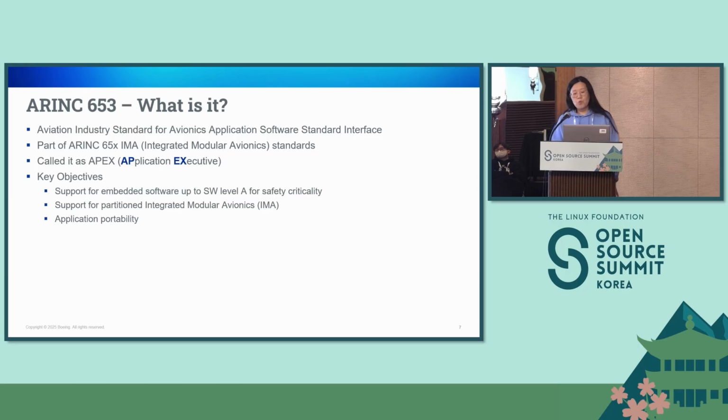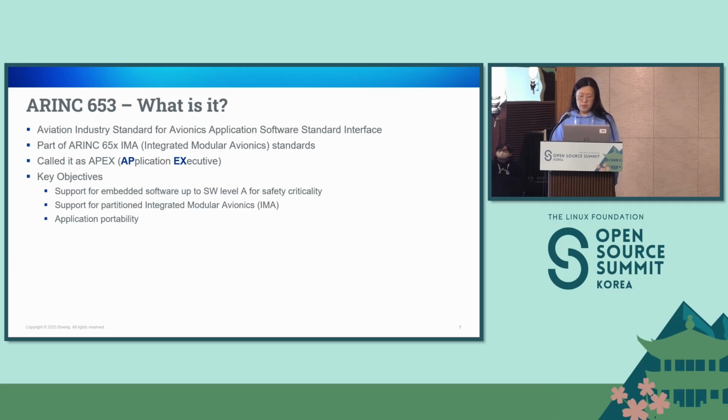Now, let's find out what ARINC 653 is. It is an aviation industry standard. The primary purpose is to define an application program interface and associated operating environment primarily for applications targeted to IMA architecture. It is also called APEX, Application Executive. For my benefit, I will call it both ways during the presentation.